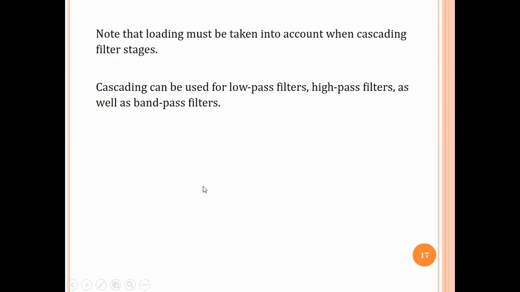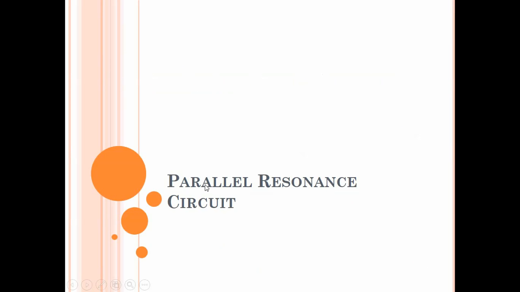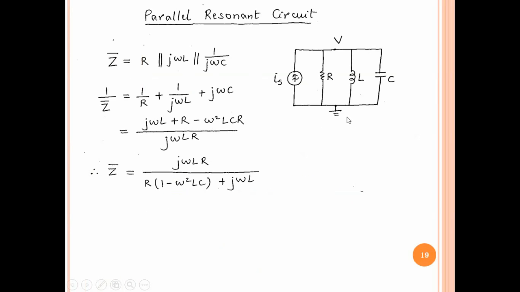Now I want to discuss another circuit, the parallel RLC circuit that we have seen before. Earlier we saw this circuit for transient analysis. Now we look at this circuit for sinusoidal steady state frequency response analysis. As I have said before, this is one of the most widely used circuits in communication receivers, and in the next few minutes we'll see why it is used.